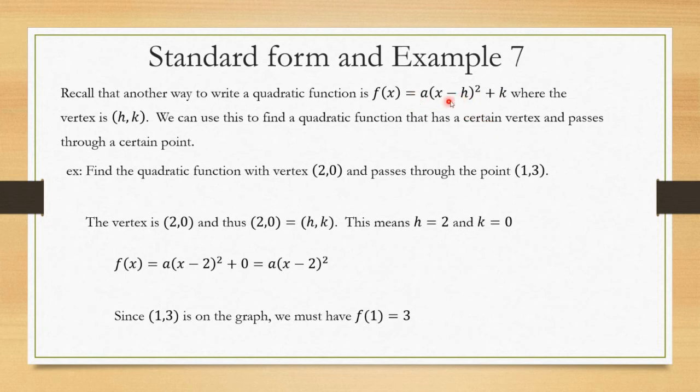Well, another advantage of this form is if you know the vertex and you know another point on the graph, you can easily obtain a formula for that quadratic function. So if you want a quadratic function such that this point is the vertex and we know the graph passes through a different point, you can actually find a formula easily using this. You can do that.